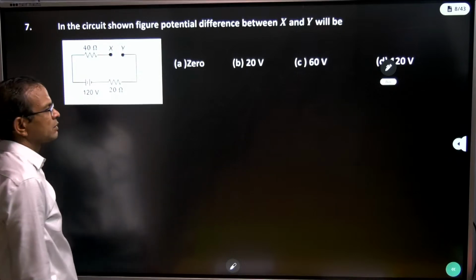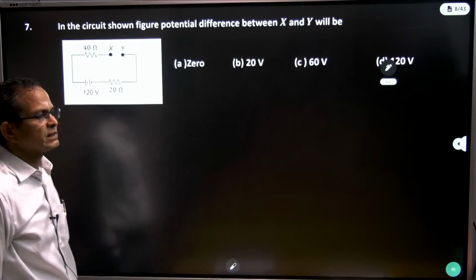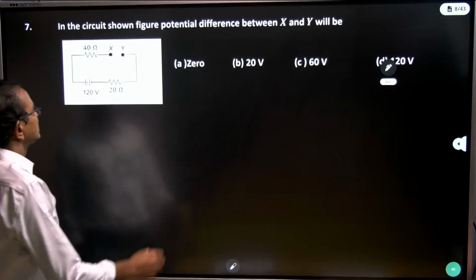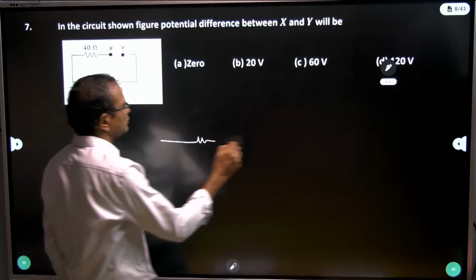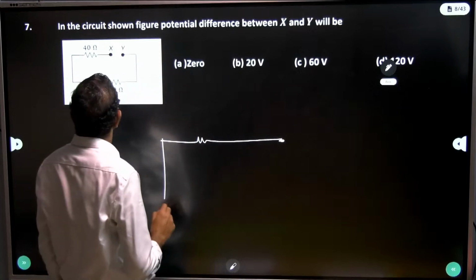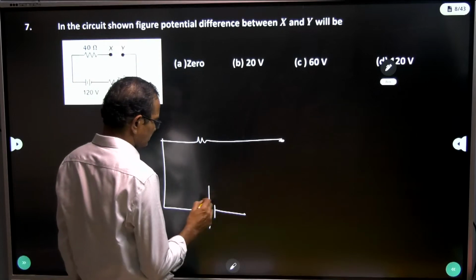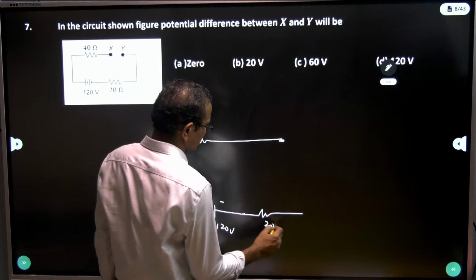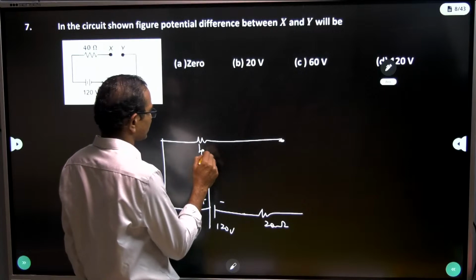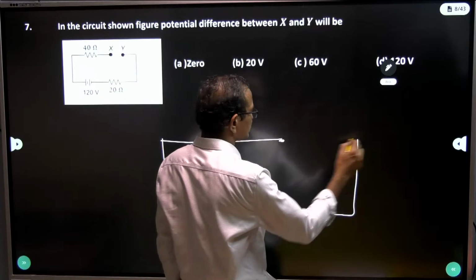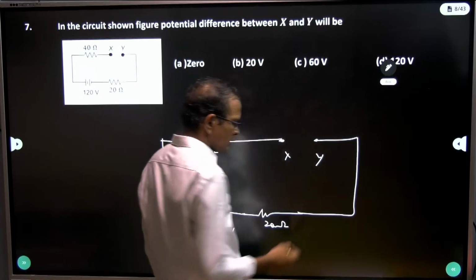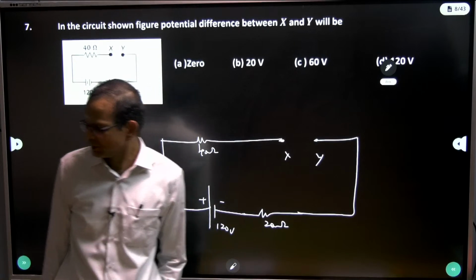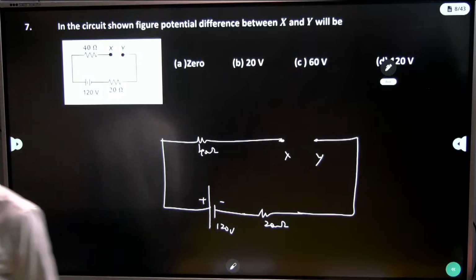120 volt is the answer, because the reason is that now this is 40 ohm, X, this is 120 volt, and this is 20 ohm, this is 40 ohm. This is what is given to you. Now, is there any current flowing through the circuit? Yes or no?